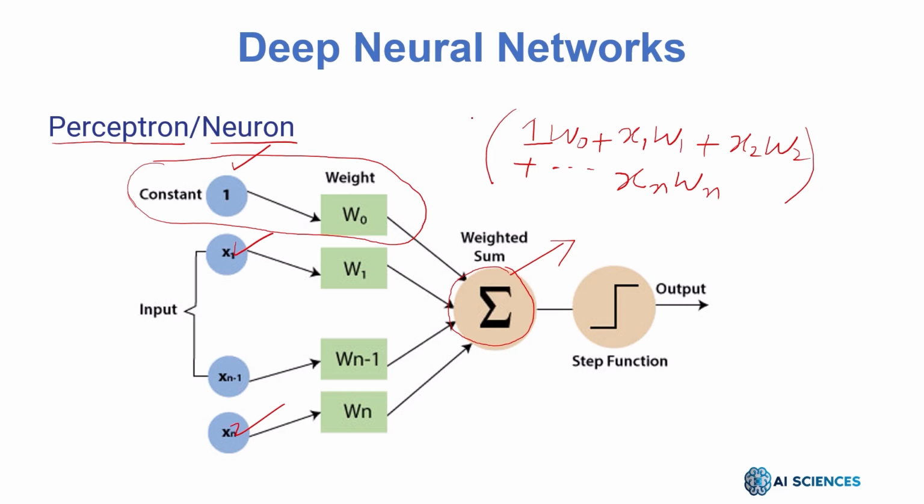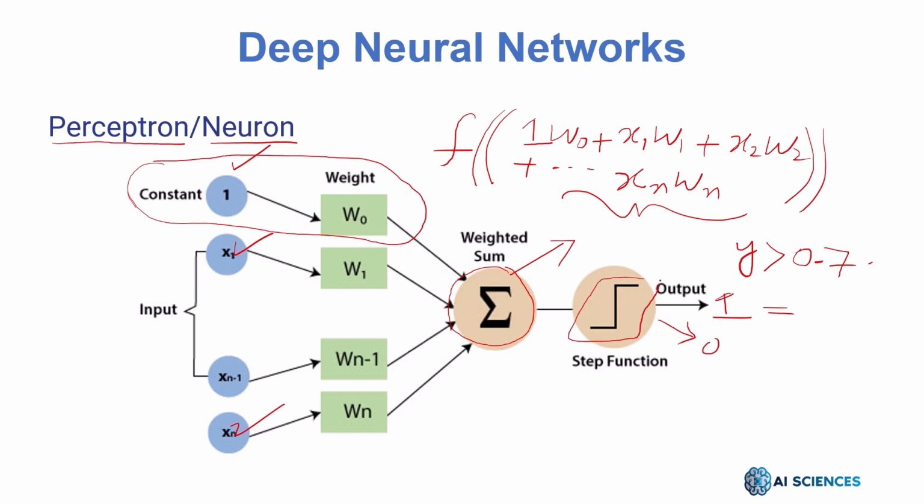And then some function, some transformation, is applied to that real number. In this particular case, the transformation is simply a step function. For example, let's say this particular number is y. If y is greater than a particular threshold, let's say 0.7, then the output will be 1. If this combination is smaller than or equal to 0.7, then the output will be 0. So in this case the function is really simple, called a step function. A step function is just a threshold function, proposed in the theory of perceptrons.